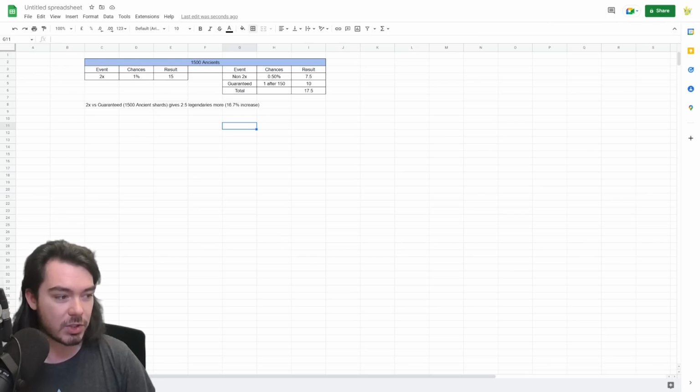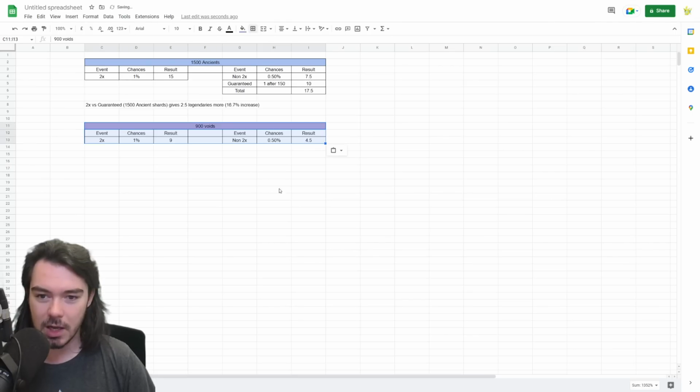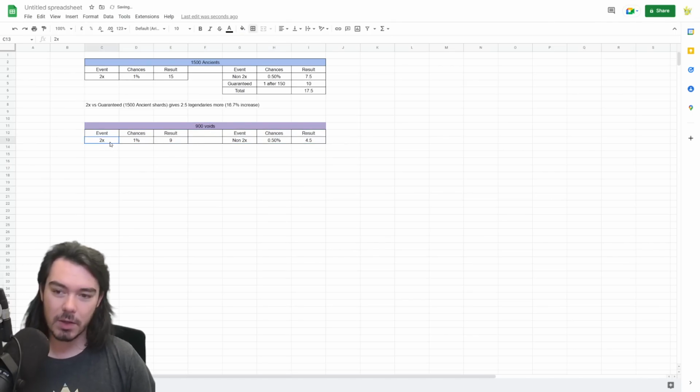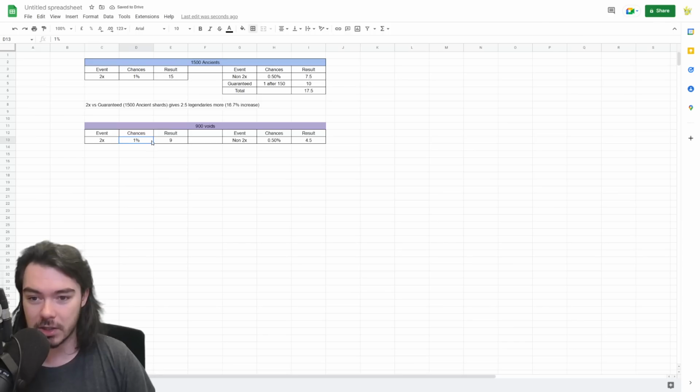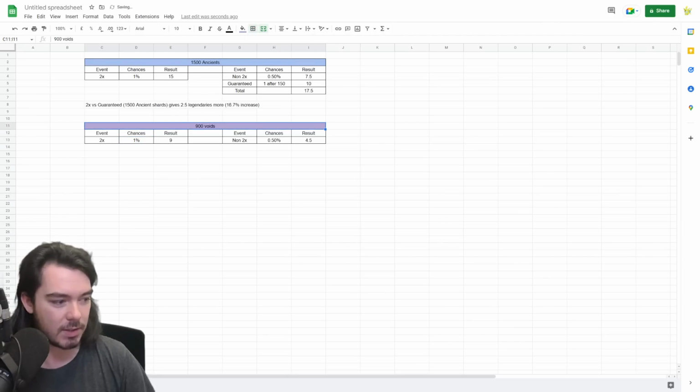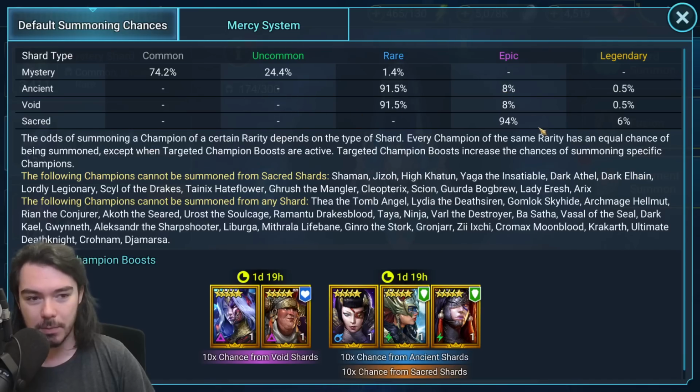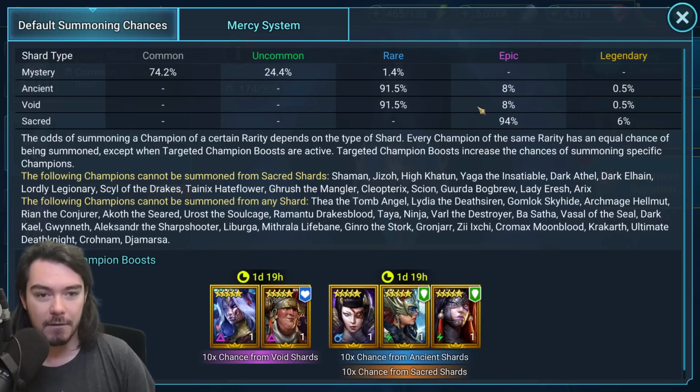So, void shards. How do we look for void shards? Here we go. It's going to look something like this. What I did was I took 900 void shards. In a 2x event, again, it's a 1% chance. These are functionally the same as ancient shards. A void shard is just a purple ancient shard. The chance to pull a rare is the same, the chance to pull an epic is the same, the chance to pull a legendary is the same.